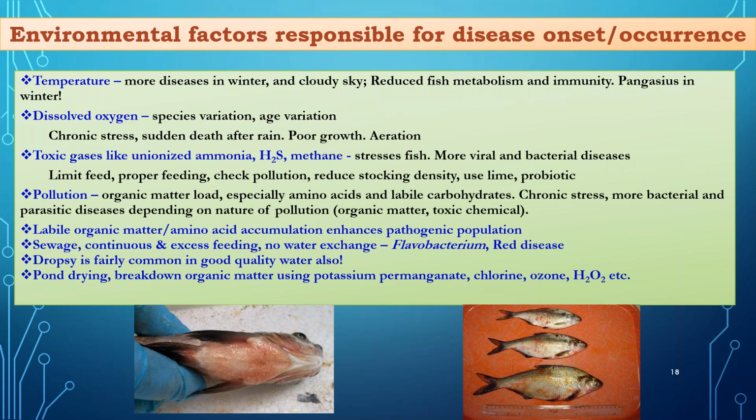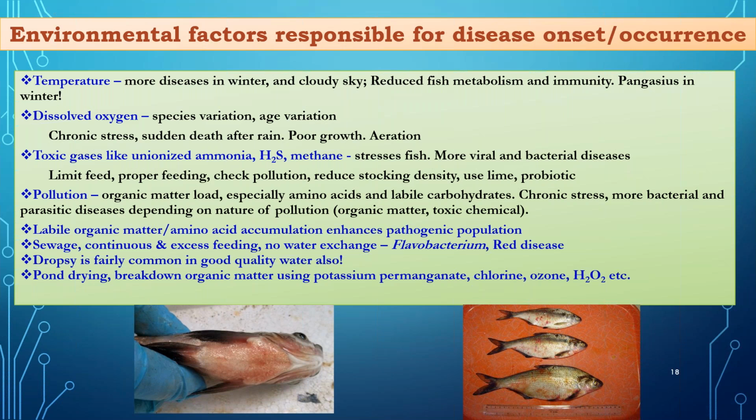Then followed by dissolved oxygen. It is species specific, that is, species variation. Species like tilapia and ompok require higher dissolved oxygen compared to the catfishes or the perches, and it depends on the age variation also. There are certain chronic stages, with sudden death after rain due to changes in the pH. Then followed by toxic gases, that is unionized ammonia, H2S, methane. These literally stress the fish or cause mortality even more than other biotic factors. That is, more viral and bacterial disease are boosted or encouraged under these toxic conditions. Then comes pollution. The pollution can be organic matter load, especially the amino acids.